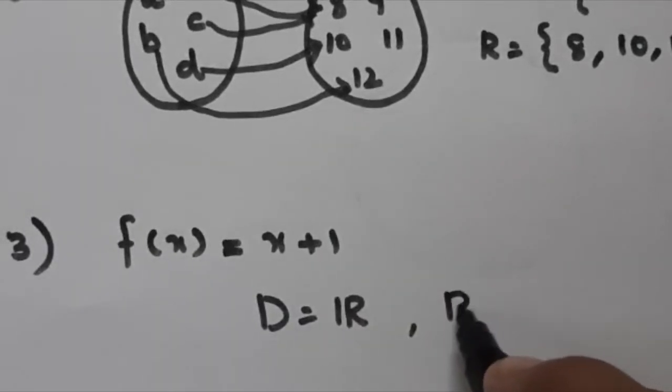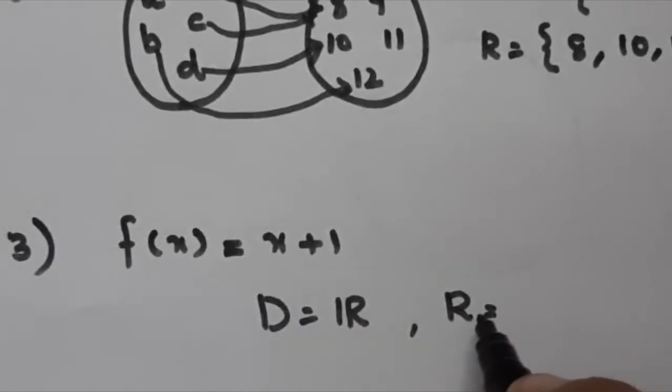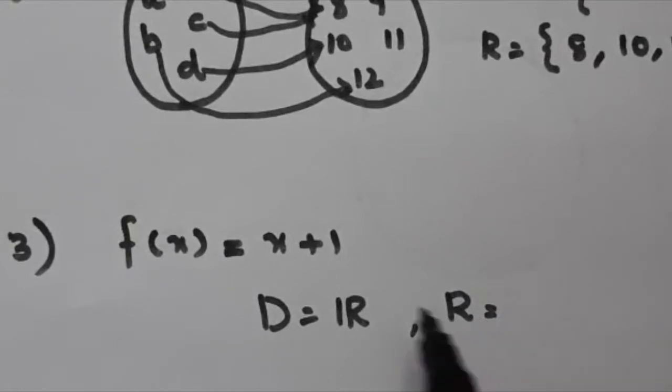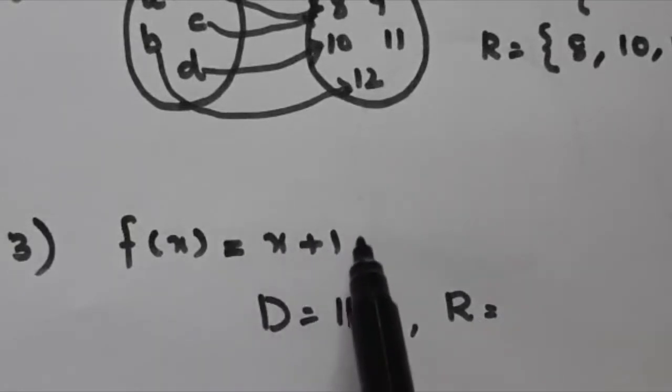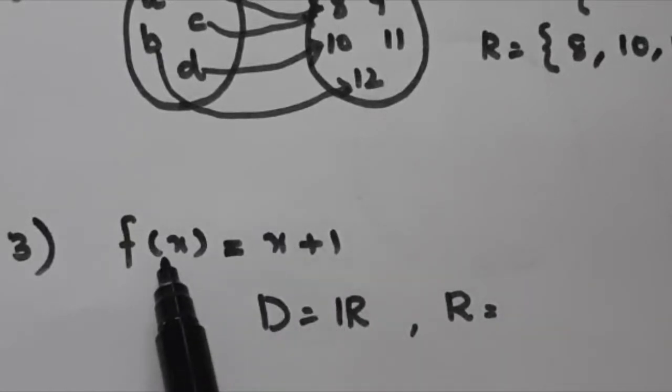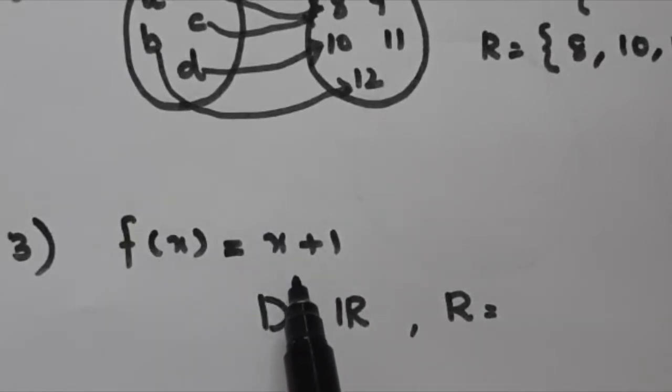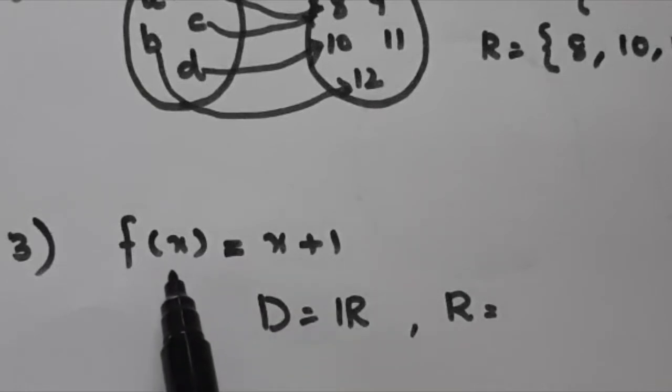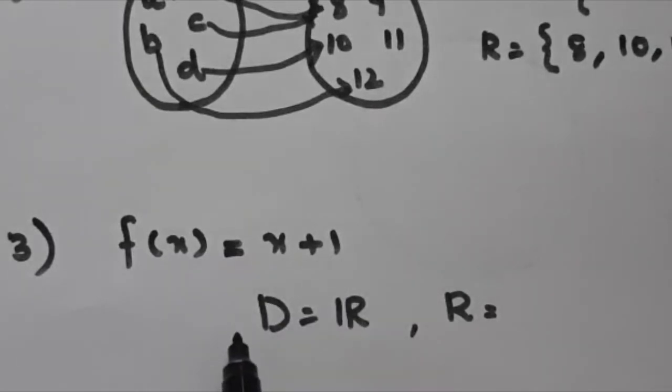And what about the range? Range means it is the set of all images. What is the form of the image? Image takes the form x plus 1. The image of x is x plus 1. That means if x is a real number, x plus 1 is also a real number. That means an image is a real number.